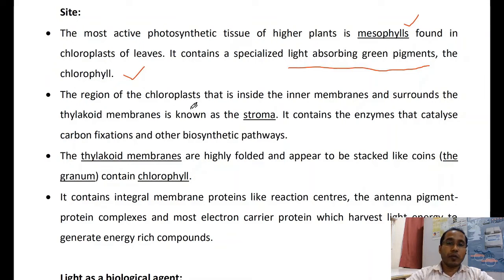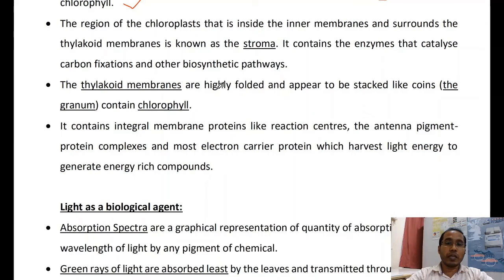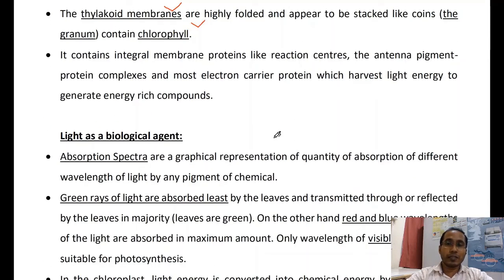The region of the chloroplast inside the inner membranes that surrounds the thylakoid membrane is known as stroma. It contains the enzymes that catalyze carbon fixation and other biosynthetic pathways. How can you differentiate between thylakoid membranes, grana, stroma and chloroplast? I will show the details in later slides in this video lecture. Each and every sentence in this topic is very important, so be careful about the underlined sentences.